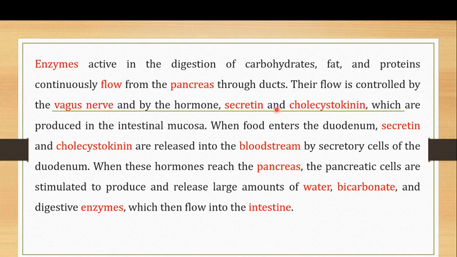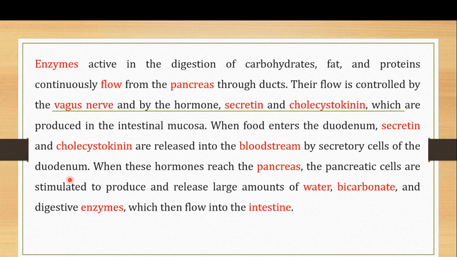These two hormones, secretin and cholecystokinin, are produced in the intestinal mucosa, and they are produced when the food enters the duodenum. So the entrance of the food into the duodenum works as a signal for the release of secretin and cholecystokinin. These two hormones are produced by the intestinal mucosa, and they are released into the bloodstream by the secretory cells of the duodenum.